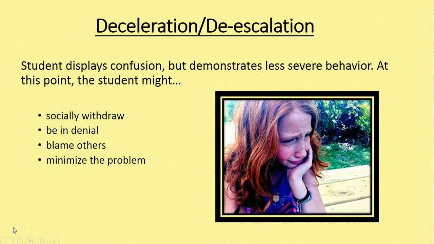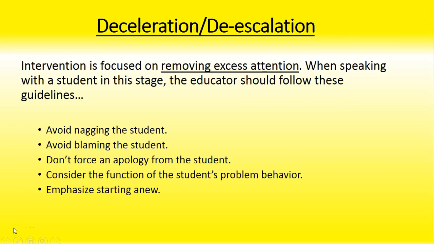At this point, the student still might be a little upset, angry, or embarrassed, and therefore confused, so they socially withdraw. They're in denial, they might blame others, or they might act as though the problem wasn't such a big deal. Regardless, we need to deal with this student in a way that won't re-escalate his or her behavior, because at this point, it's quite possible to do so with ease if you're not careful.